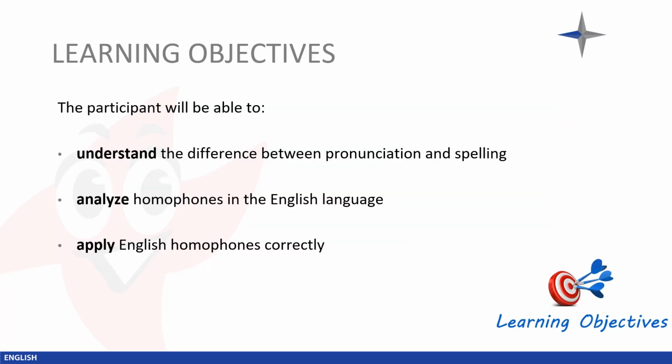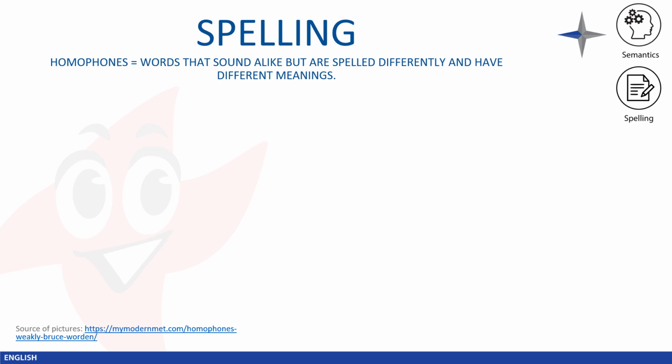The participant will be able to understand the differences between pronunciation and spelling, analyze homophones in the English language, and apply English homophones correctly. Alright, one aspect of spelling is called homophones. These are words that sound alike but are spelled differently and have different meanings.